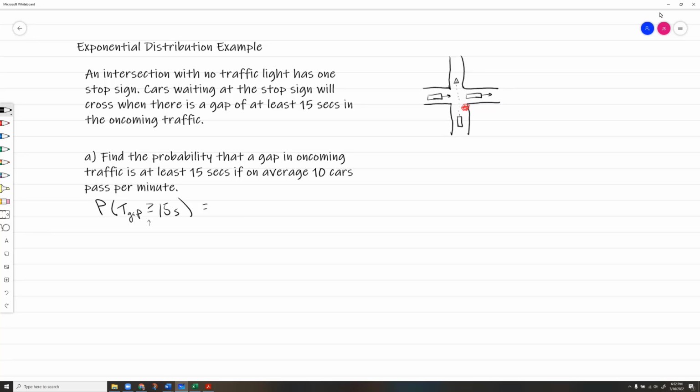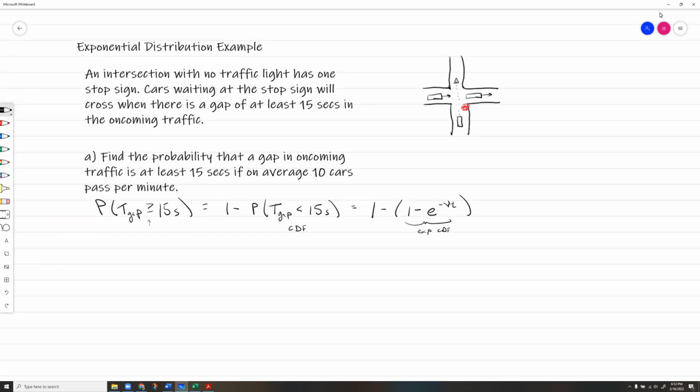let's rewrite that. We can say this is equal to the complement, 1 minus the probability that our T gap is less than 15 seconds. And it's a continuous distribution, so the inequality sign isn't super important here. But all right, now we have 1 minus the CDF of the exponential distribution. And we can write this out again. So let's do 1 minus, and then we put in our CDF, which is 1 minus e to the negative nu t. And this again is the exponential CDF.